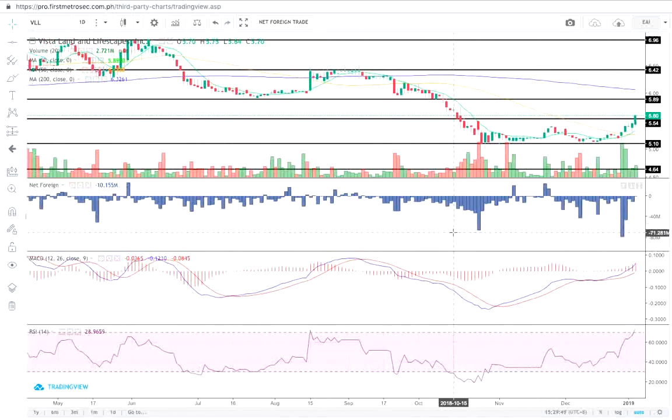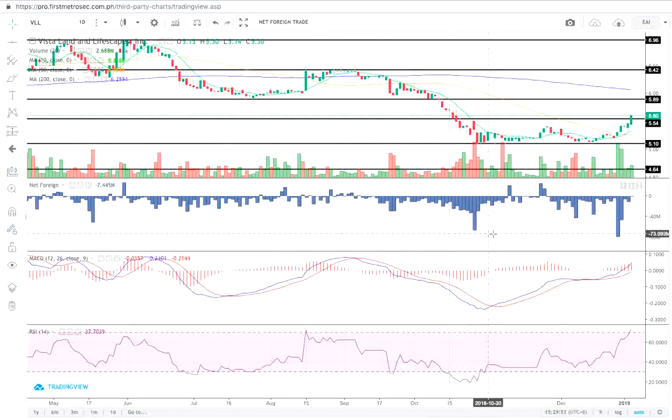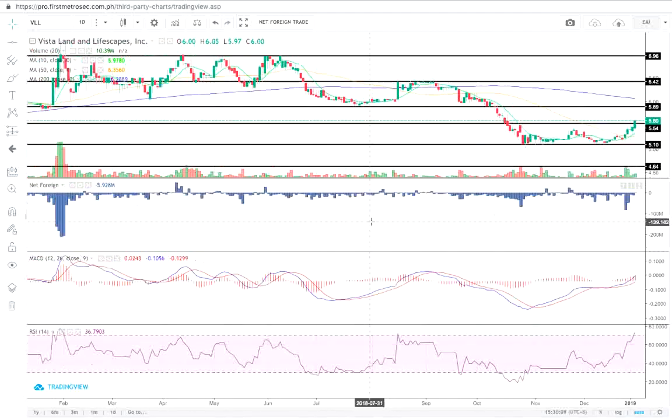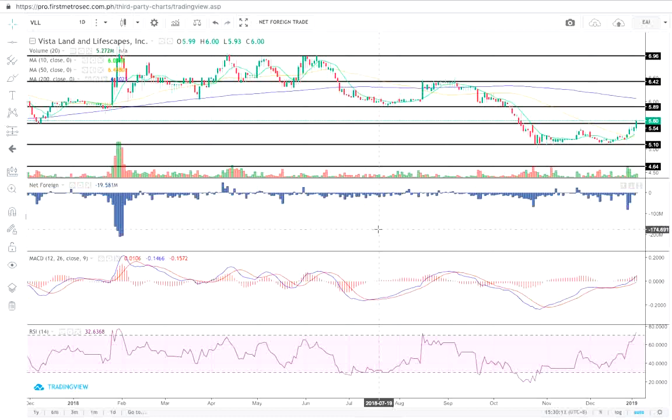Despite the bullish ascent in terms of price of VLL, I do not see any strong appetite from the foreign investors to accumulate on this stock. As you can see here, I have already zoomed out the chart of VLL, and the majority of these net foreign bars on this chart are all pointing to the south, meaning foreign funds did most of their activities, at least for the past 12 months, as net foreign selling days.